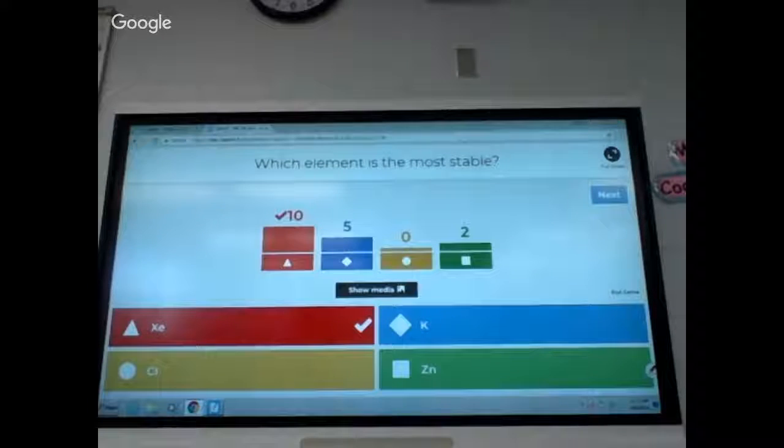All right. The 10 of you who said xenon, why would it be the most stable? It's got 8 electrons in its outer shell. It does not want to take one or give one away. It has 8. It is perfectly content with its 8 electrons. The rest of them all need to lose one, gain one, or something to get to 8. Okay? Remember, it's all about 8 electrons.